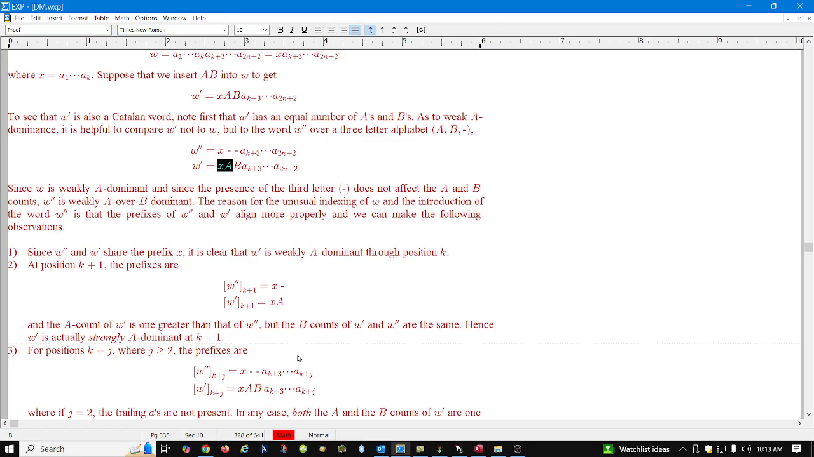So the A count of W prime is one greater than the A count of W double prime. But the B counts are the same. So W prime is actually strongly A dominant at this position. At the same position in W double prime, it's weakly A dominant. We kick up the count of A by 1, we have strong dominance.